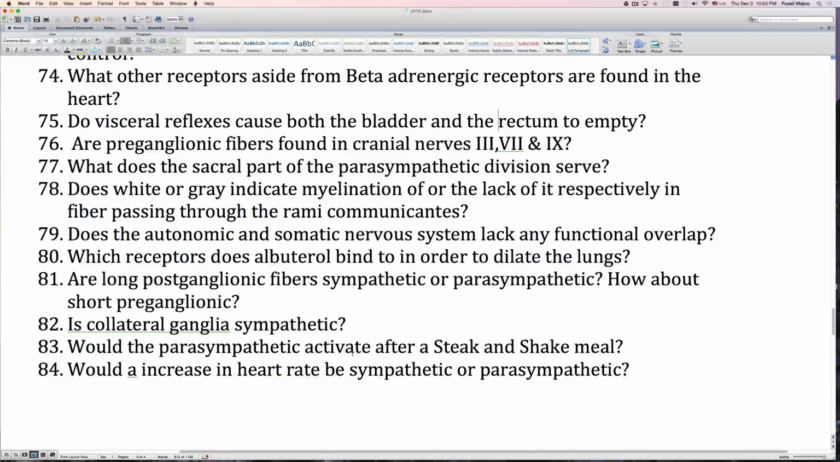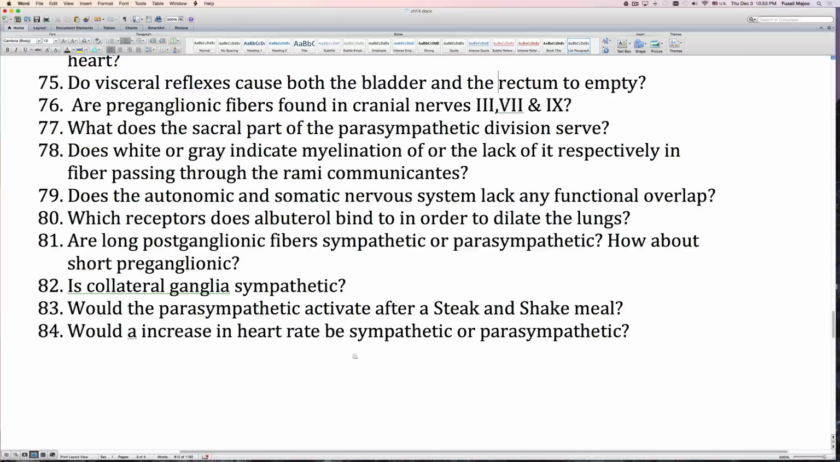So again, make sure you know the effects of the sympathetic and the parasympathetic divisions. What happens to the heart? What happens to your skin? What effects does the sympathetic system have on skin? What will it do to your pupils? What will it do to your heart rate? What will it do to glucose levels? What will it do to body temperature? What will it do to metabolism? Make sure you know these things about both divisions.